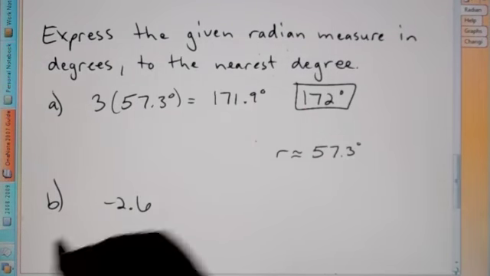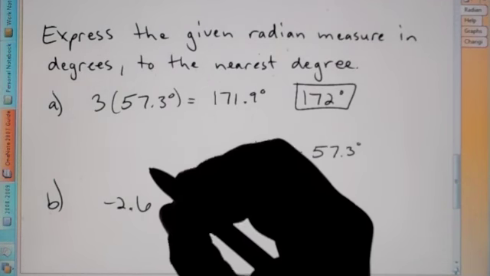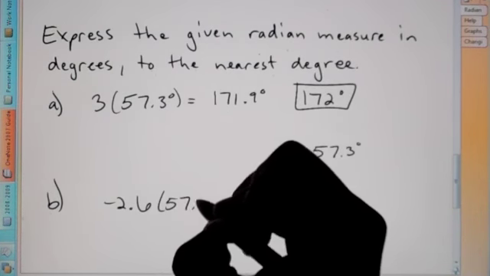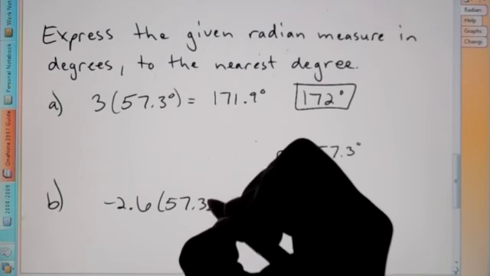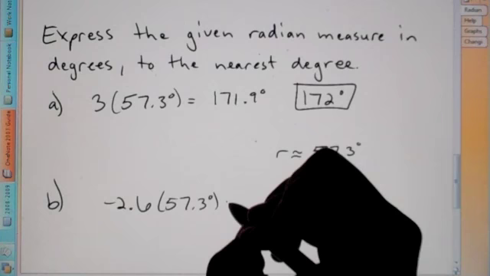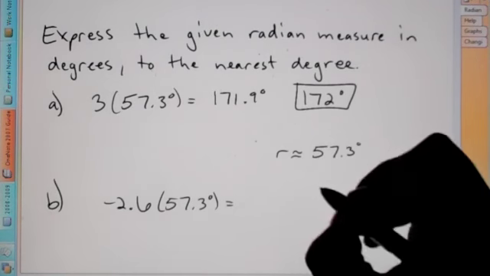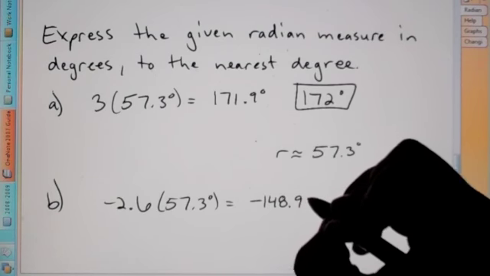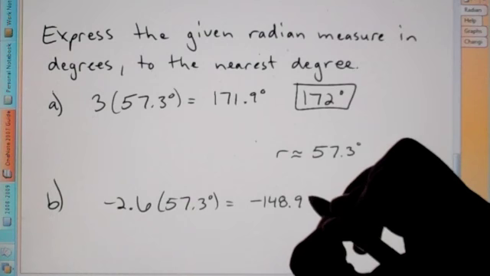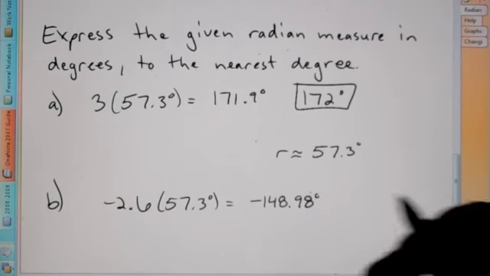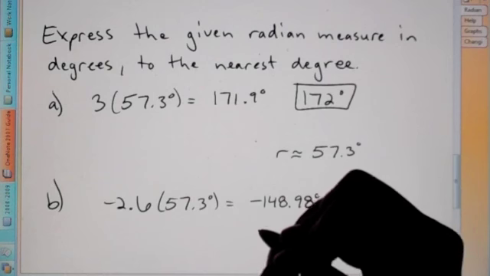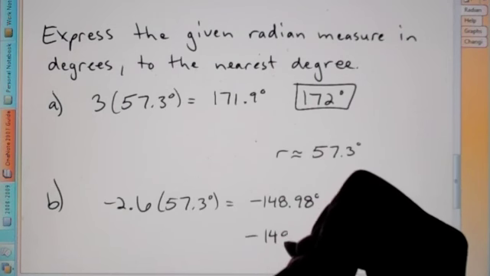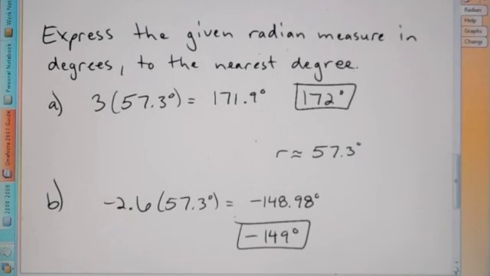Alright? Same thing here. Negative 2.6 radians times 57.3 degrees per radian. We're going to end up with negative 148.98 degrees. There we go. But it says again, round to the nearest degree, so our answer will be negative 149 degrees. Alright.